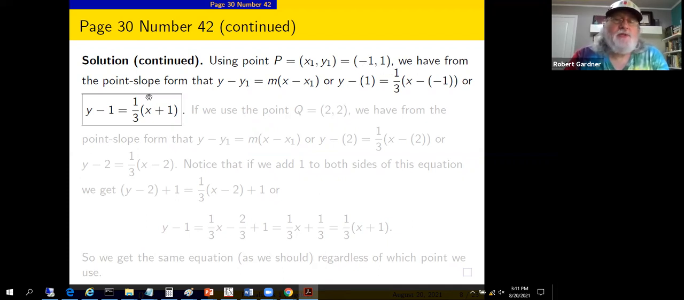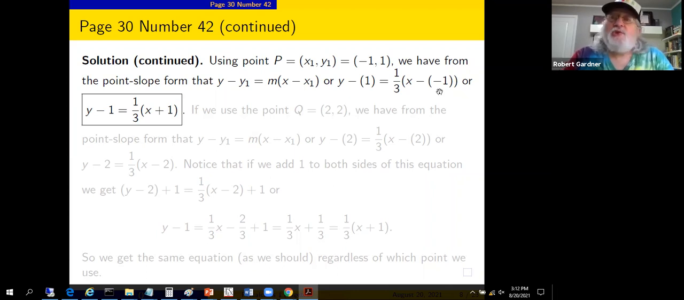We have, from the point slope form of a line, y minus y1 equals m times x minus x1. M is 1/3. We had that on the previous page. Here we're taking x1 to be -1 and y1 to be +1. The y1 goes here, the x1 goes there. Be very careful with the negative signs again. There ain't much you can mess up.